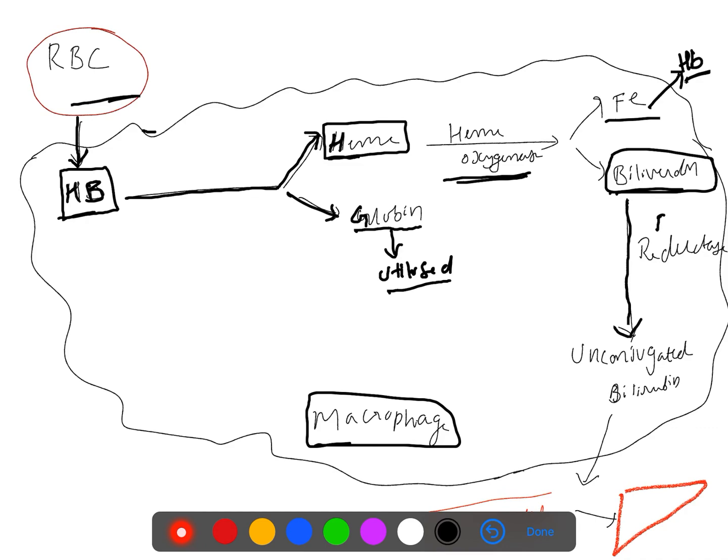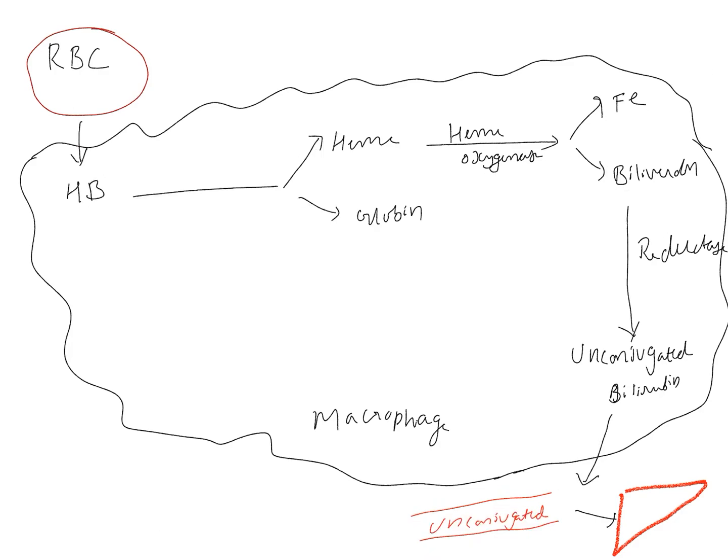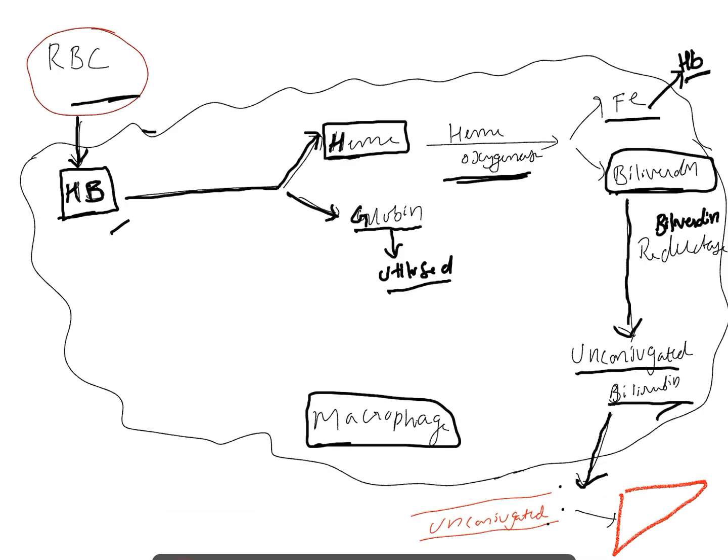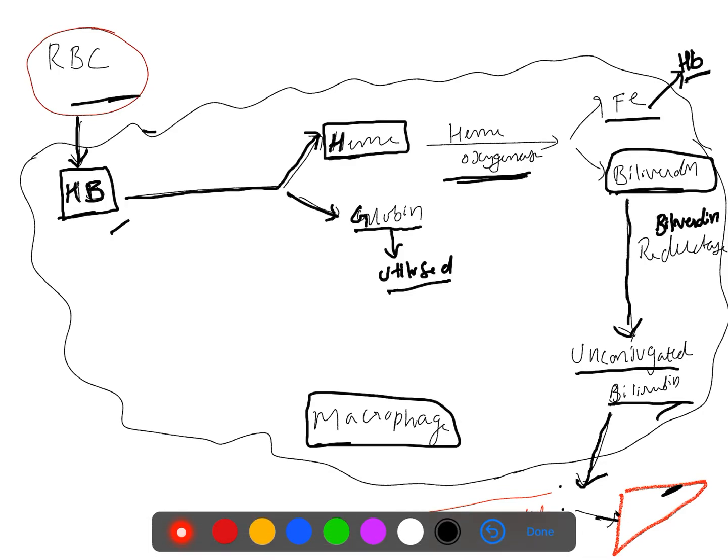This bilirubin, with the help of bilirubin reductase, converts into unconjugated bilirubin. From hemoglobin, finally unconjugated bilirubin is formed. This unconjugated bilirubin from the macrophage is released into the blood vessel. From the blood vessel it will reach the liver. So the unconjugated bilirubin reaches the liver finally.